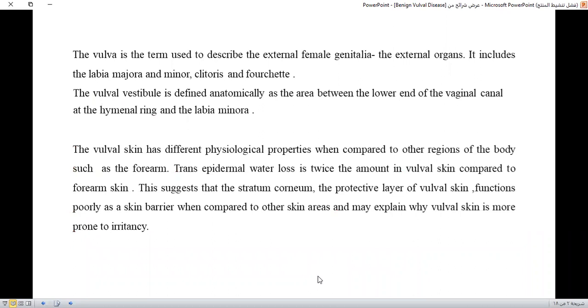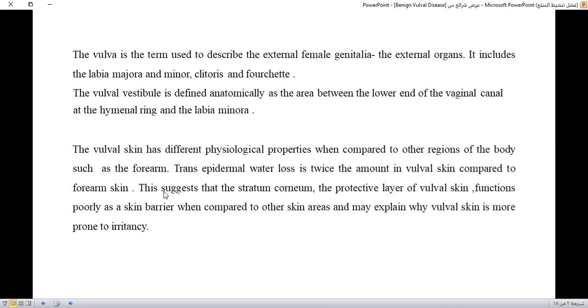We take the vulva, it is an external organ, including labia majora, minora, clitoris, and fourchette. Vestibule is an area between the lower end of the vaginal canal at the hymenal ring and labia minora. A physiological property of vulval skin is that transepidermal water loss is twice the amount in vulval skin compared to forearm skin, so it is more liable to irritation.